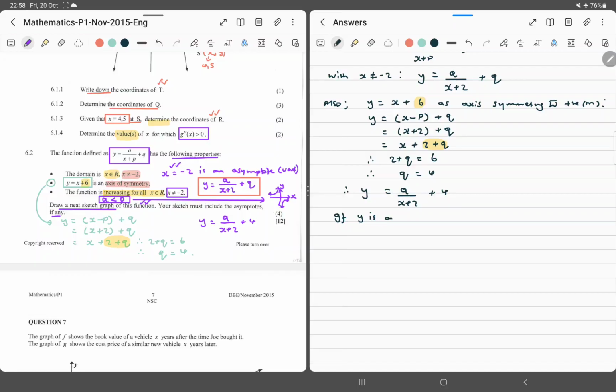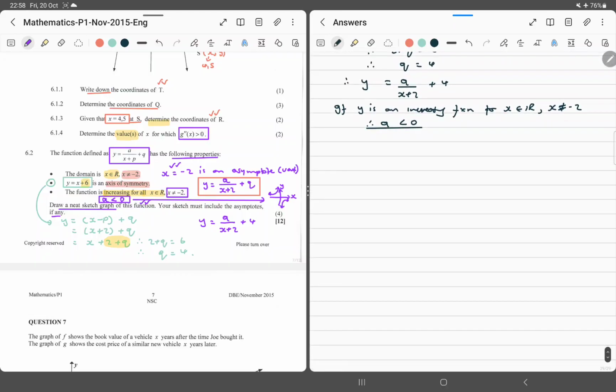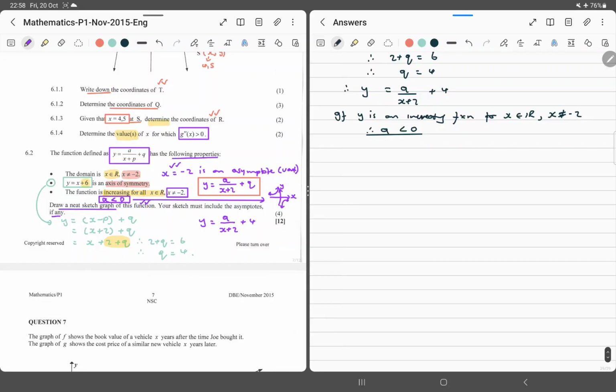y is an increasing function for x an element of the real numbers, with the exception that x is not equal to minus 2, it suggests that a is less than 0. Great. That is what is important. Then we can draw the sketch.